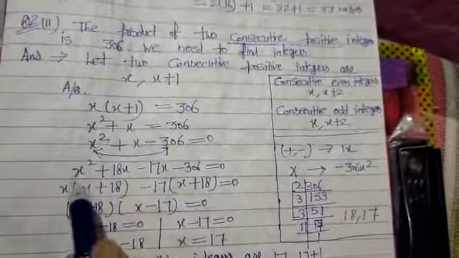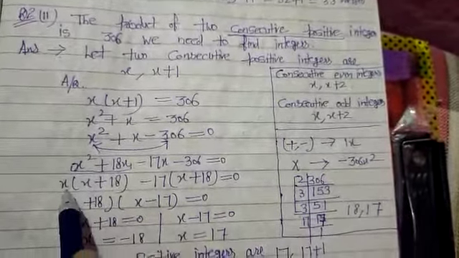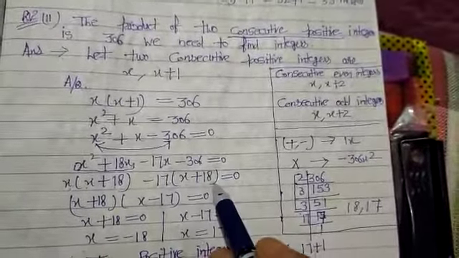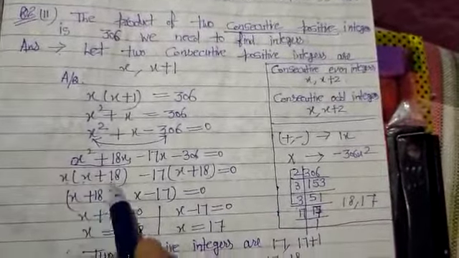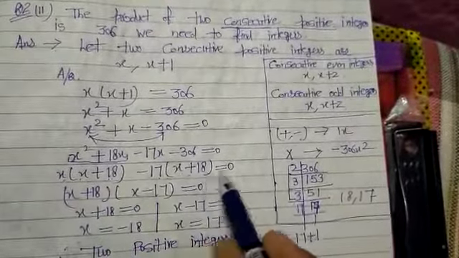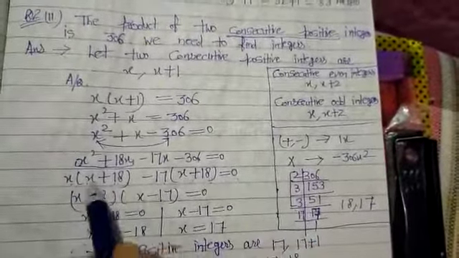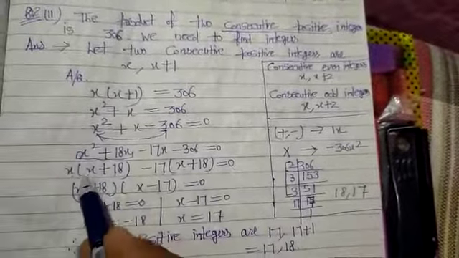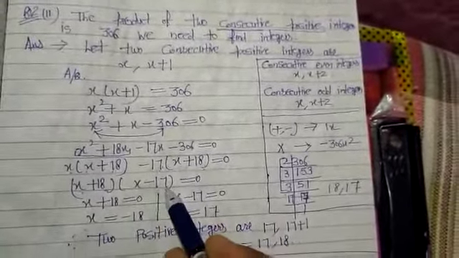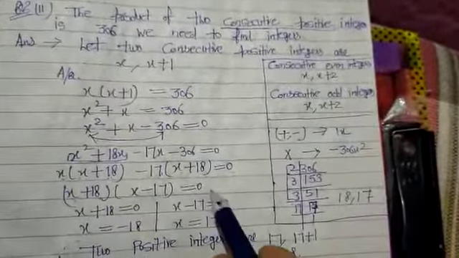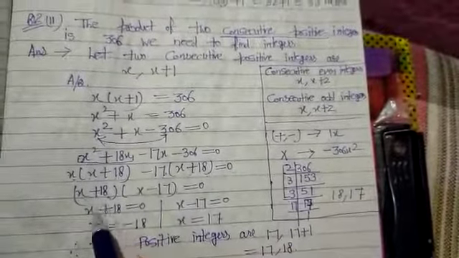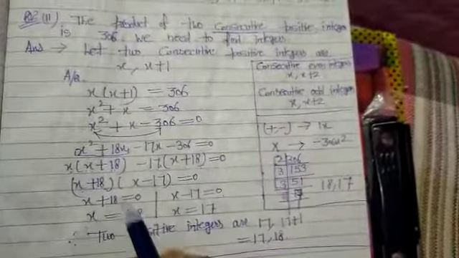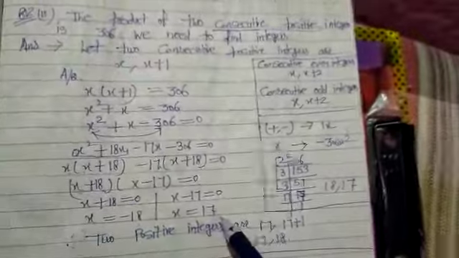Now we take the common in the first two terms, that is x is common here: x plus 18. Minus 17 is common in the last two terms: x plus 18. So we write x into x plus 18 minus 17 into x plus 18 is equal to 0. Now again the common for these two terms is x plus 18. What is left here? x, and in the second term 17 is left. It means the product of two terms is equal to 0, so either the first term is equal to 0 or the second term is equal to 0. So when we solve, the value of x is minus 18 and 17.